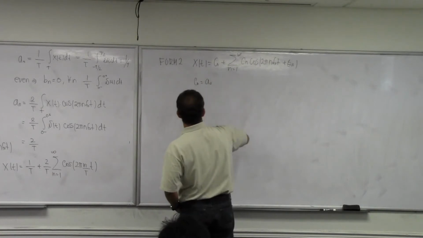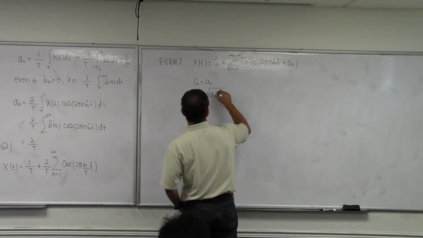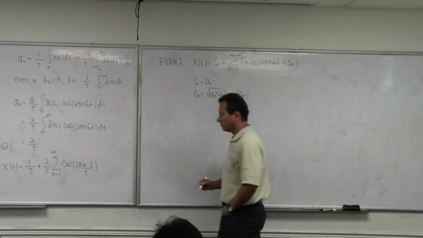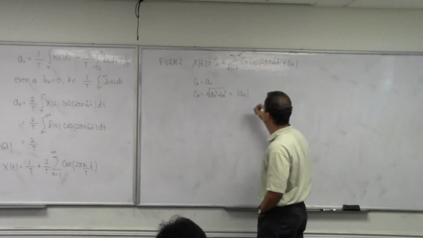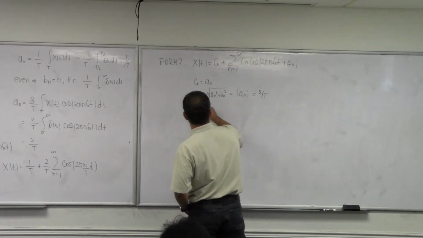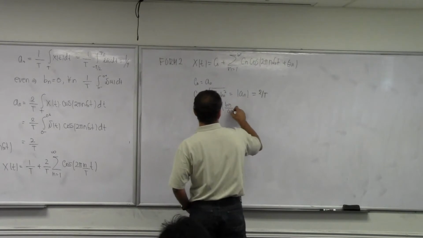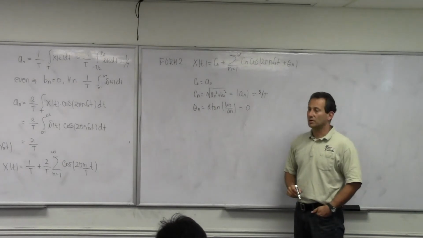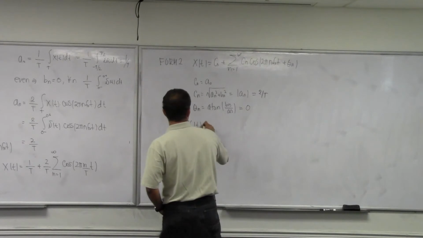c0 is the same as a0. cn is going to be the square root of an squared plus bn squared. Well, it's whatever is the magnitude of an. And you can see here, an is always positive. So the cn is going to be 2 over T. And theta n is going to be arctangent of bn over an. In this case, an is always positive, so this theta n is always going to be equal to 0. So form 2 and form 1 in this particular case are the same.